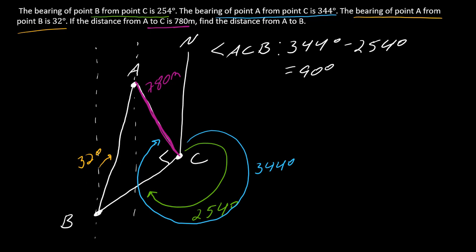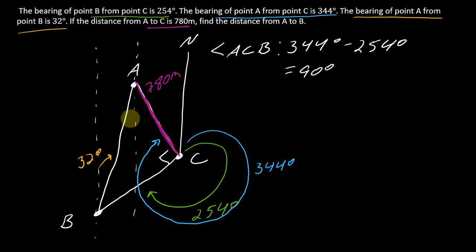The other thing I'm going to do, partially because I know where this problem is going, is figure out more angles. The next angle I could most easily figure out: if I know that this is 32 degrees, this is a parallel line, this is a parallel line.